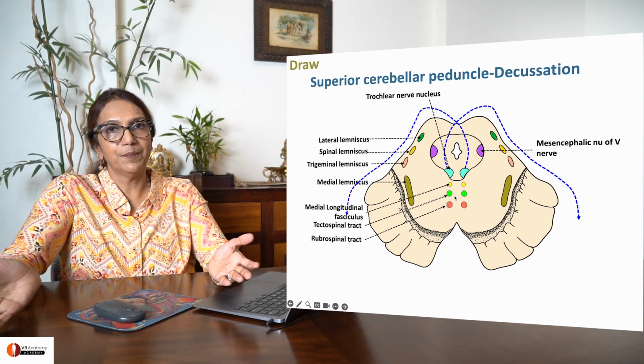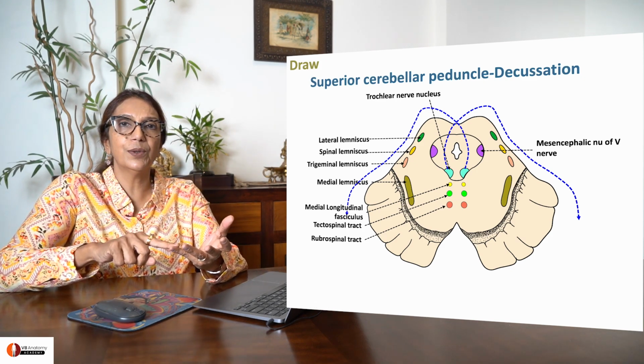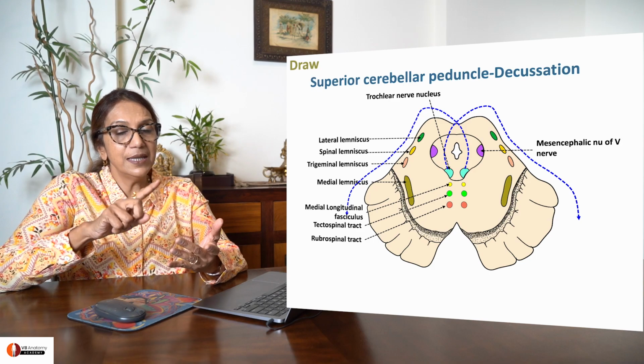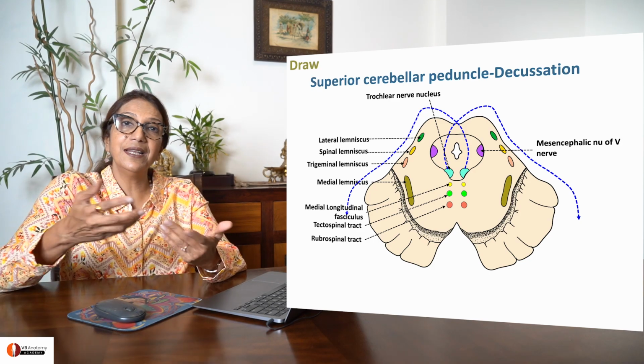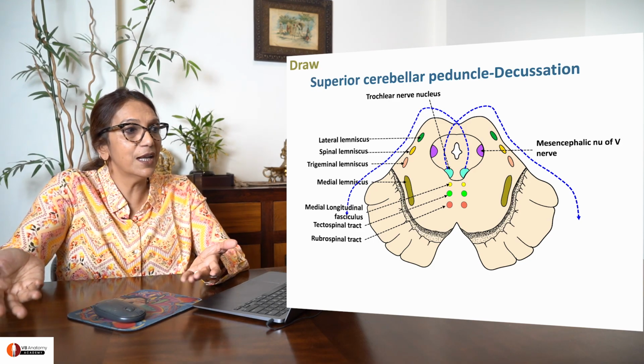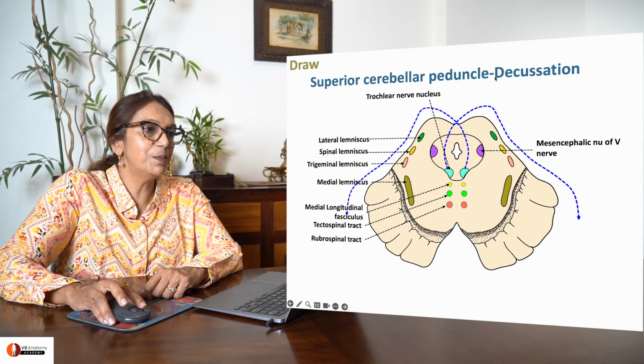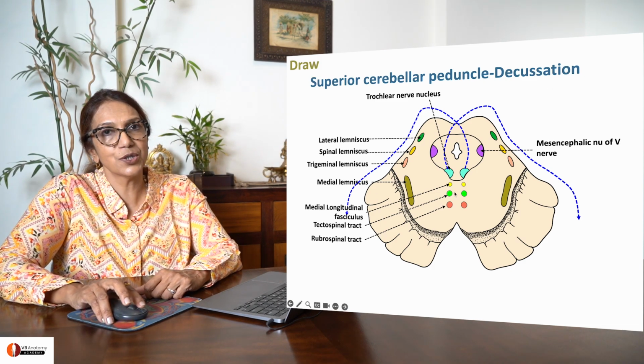So what have we done? We have studied trochlear nerve nucleus, mesencephalic nucleus, the entire lemniscal band, and the RTM. What is left to study now? Let's talk about something called superior cerebellar peduncle decussation.